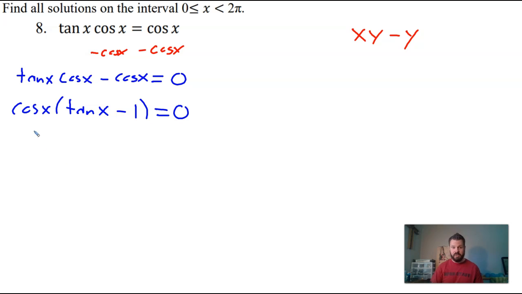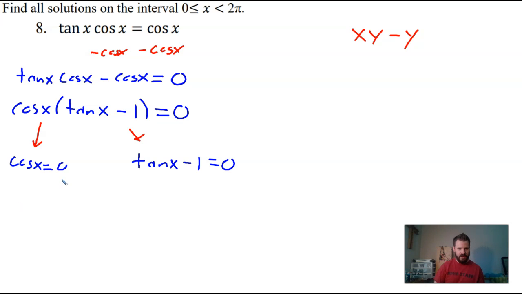All right, so now we set both factors equal to 0 and solve. We'll do the cosine x equals 0, and then also we have tangent x minus 1 equals 0. Okay, let's do the cosine x equals 0 first. Now with this one, I can't have a triangle with an adjacent side over hypotenuse equal to 0.